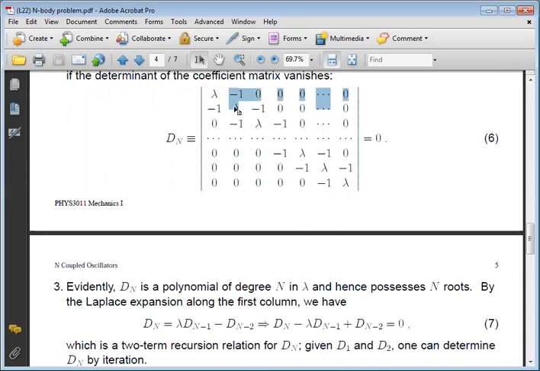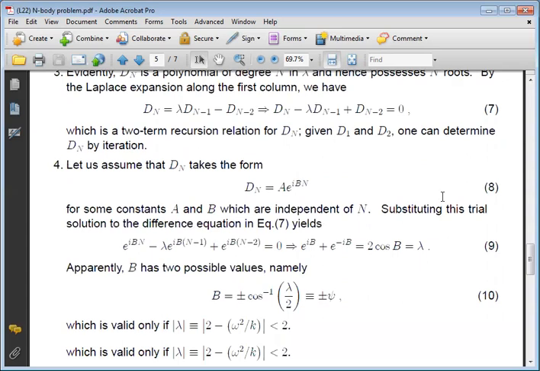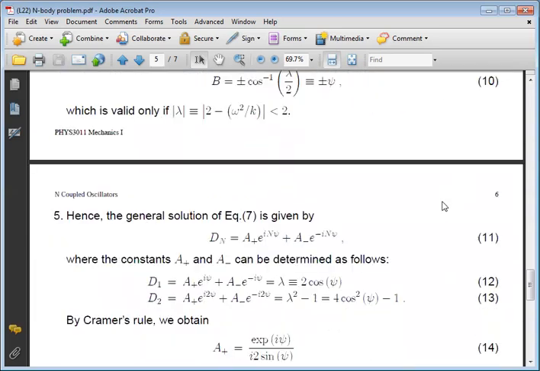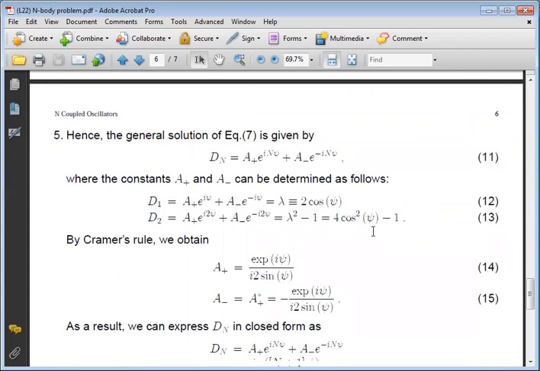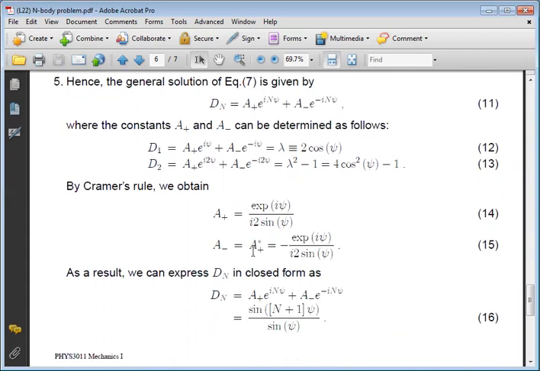All right, lambda minus 1 lambda, then we have lambda squared minus 1. So it is equal to 4 cosine squared psi minus 1. All right, so we have two equations, two unknowns. So by Cramer's rule, we obtain a plus equal to e to the power i psi divided by i2 sine psi. A minus is equal to the complex conjugate of a plus.